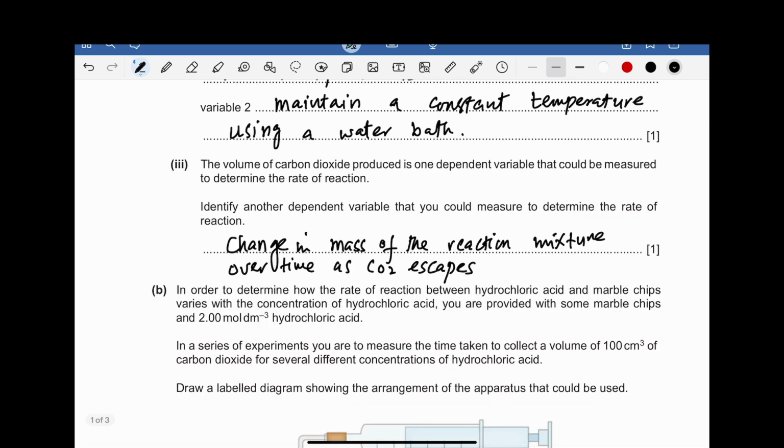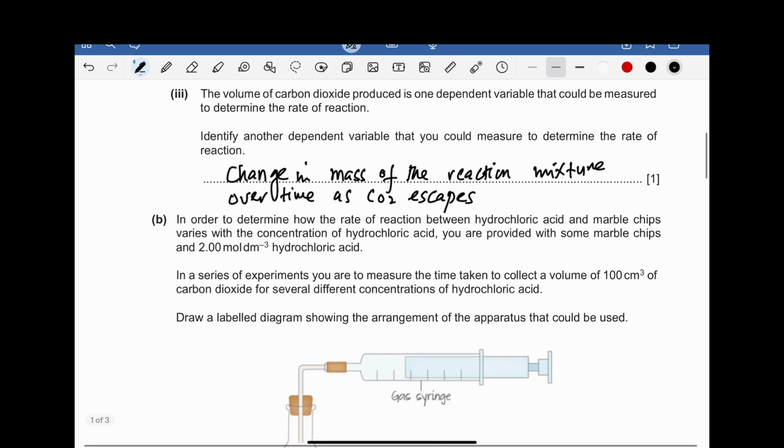B. In order to determine how the rate of reaction between hydrochloric acid and marble chips varies with concentration of hydrochloric acid, you are provided with some marble chips and 2.00 mole per dm cube concentration of hydrochloric acid. In a series of experiments, you are to measure the time taken to collect 100 centimeter cube of carbon dioxide gas for several different concentrations of hydrochloric acid. Draw a labelled diagram showing the arrangement of the apparatus that could be used.